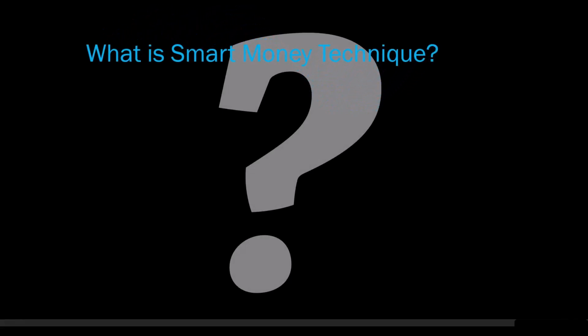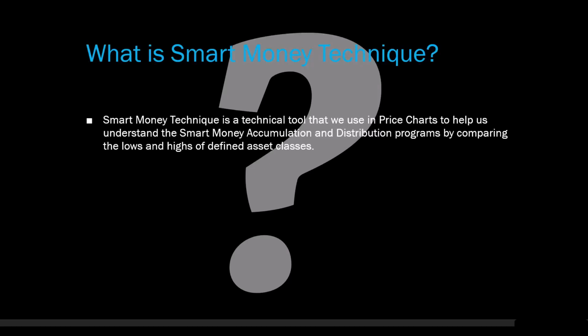What is smart money technique? Smart money technique is a technical tool that we use in price charts to help us understand the smart money accumulation and distribution programs by comparing the lows and the highs of defined asset classes. And what you're going to do is check the element of the cracking correlation. Oftentimes, these particular asset classes, whether they are inversely correlated or directly correlated, at some point tend to possess that particular cracking correlation. And that cracking correlation is what forms the basis of this smart money technique.